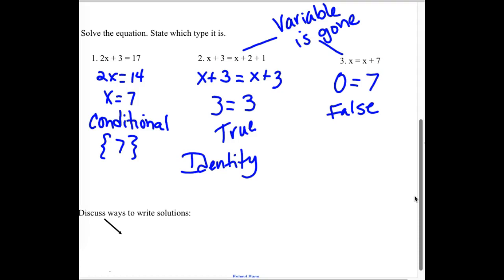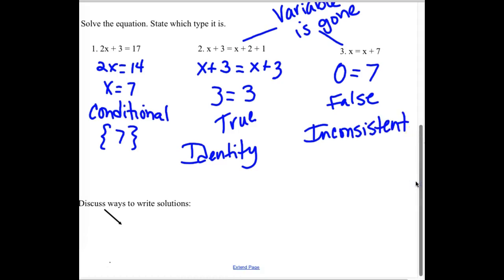Okay? If we get a false statement, these are the ones we say are inconsistent. And what you would give me for a solution in this case, you'd say no solution. Or you can do the empty set brackets. Okay? Both of those mean the same thing.